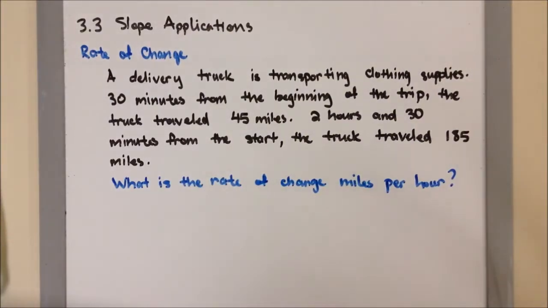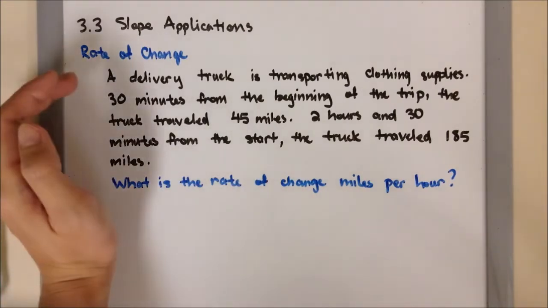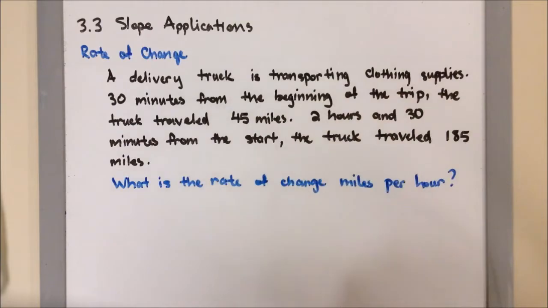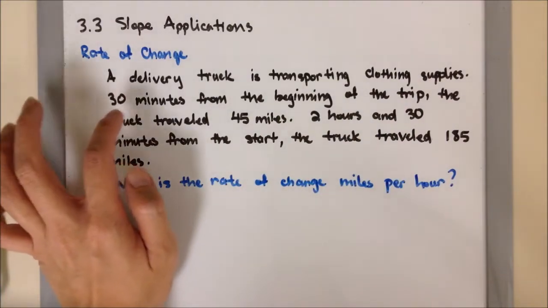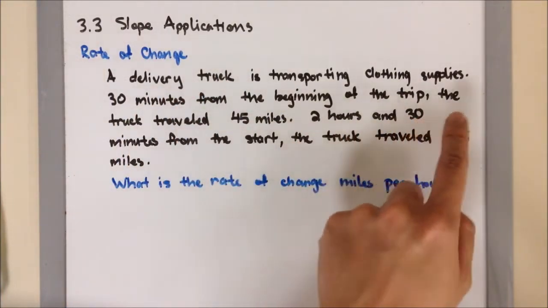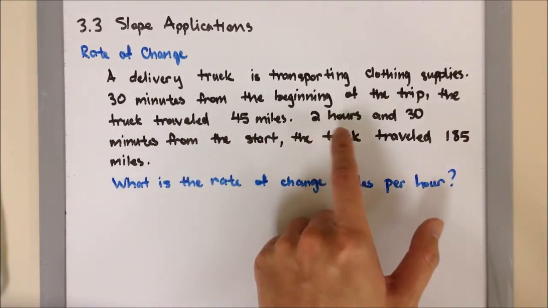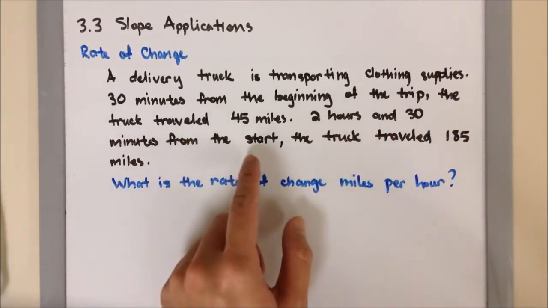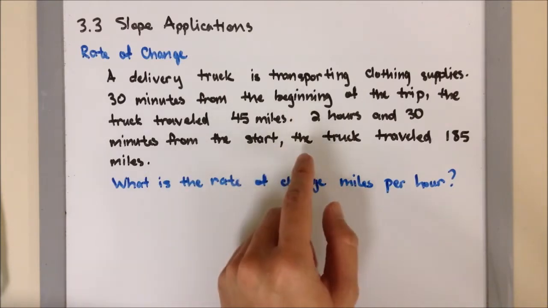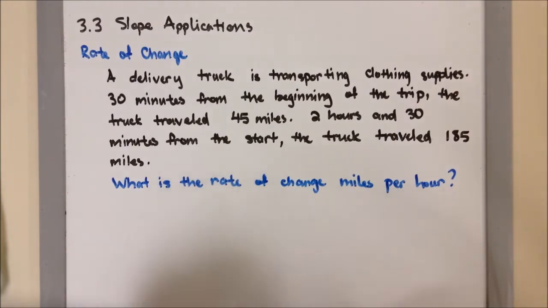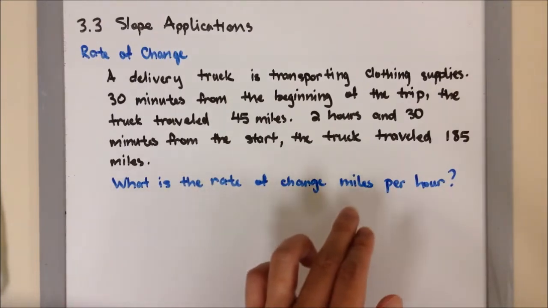Continuing with rate of change, we have this word problem. The word problem stated, a delivery truck is transporting clothing supplies. 30 minutes from the beginning of the trip, the truck traveled 45 miles. 2 hours and 30 minutes from the start of the trip, the truck traveled 185 miles. Now this question, what is the rate of change in miles per hour?